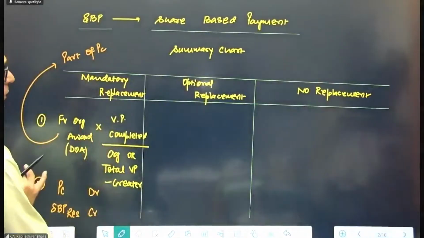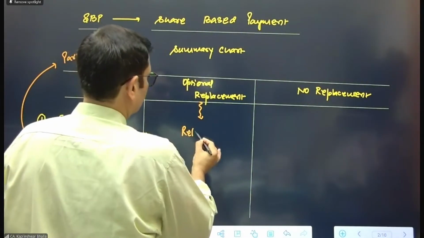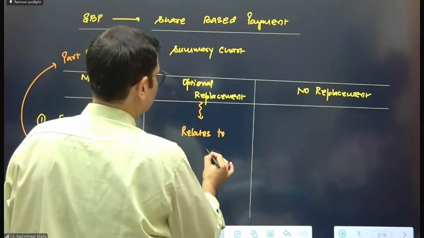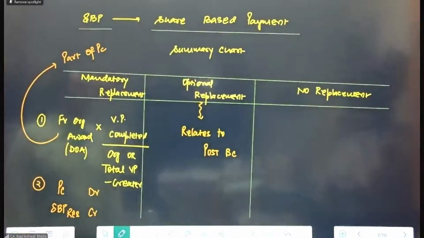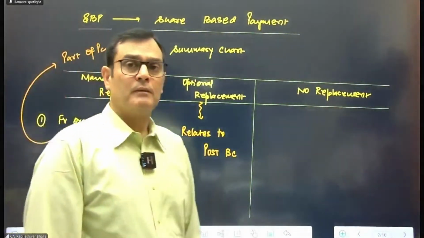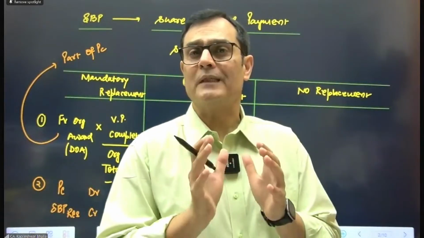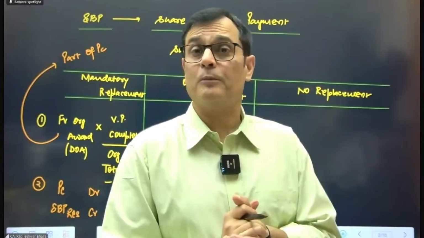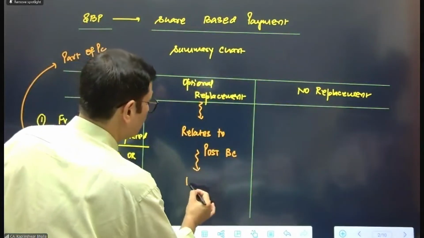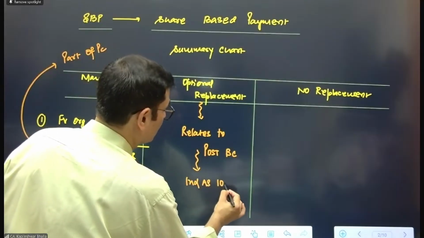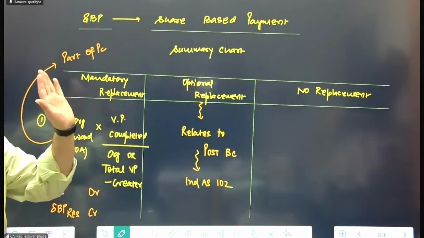If it is a case of an option replacement, the standard makes it very clear that this relates to the post business combination period, and therefore nothing is to be done as a part of the business combination accounting, because we are doing an option replacement. So nothing is to be added as a part of the consideration. Therefore option replacement doesn't come, because if it is post business combination, it is going to be accounted as per Ind AS 102, that is share based payments, later. So nothing to do with the business combination per se.